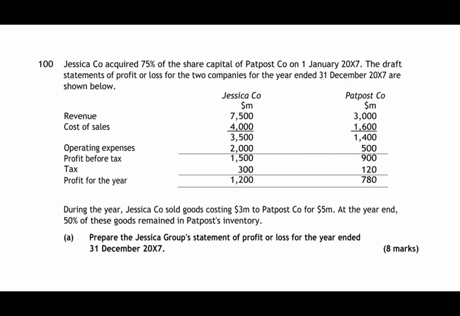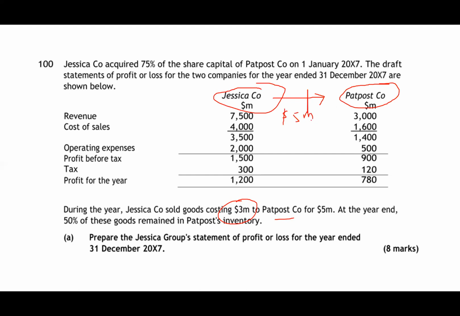We call it intra-group transaction. Let's forget about the cost first, guys. This one, the cost. I'm not going to talk about the cost now, not yet. Let's do the easiest thing first. What is that? Jessica Co sold goods to Pat Post, right? So think about it this way. Jessica Co sold to Pat Post. What's the figure? 5 million.